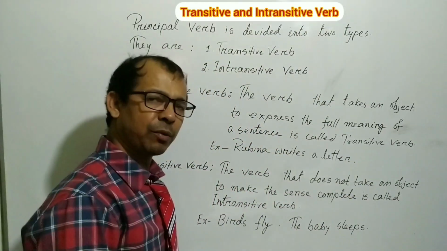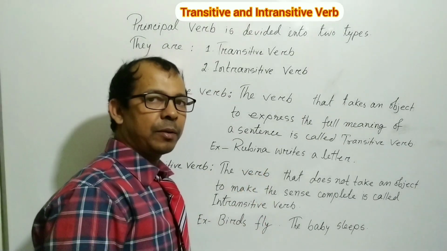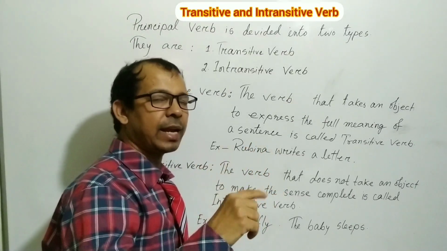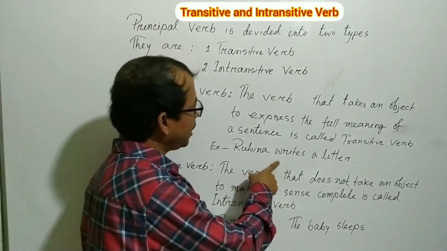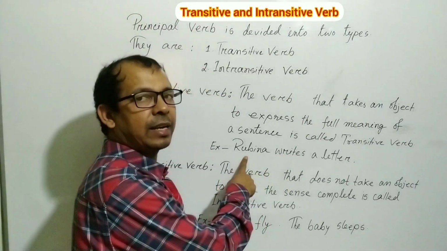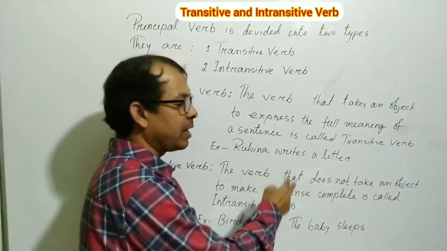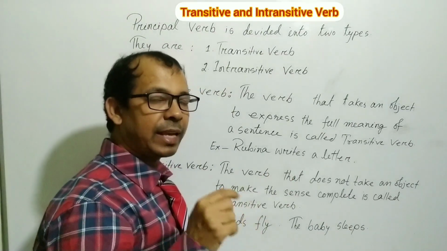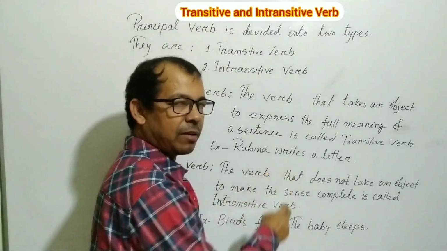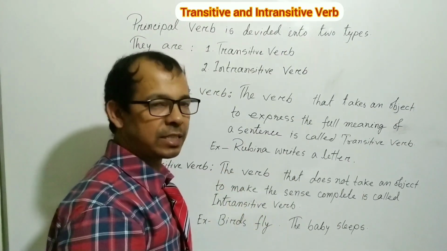Okay. So another way to know the transitive verb, you have to ask two questions to the verb. One question is what, and another one is whom. If you ask the verb, what does Rubina write, then the answer will be a letter. So this is transitive verb. So if you get the answer of the question what, then it will be transitive verb, and if you don't get any answer of that question what, then it will be intransitive verb.